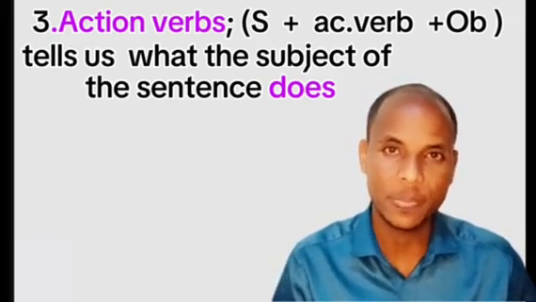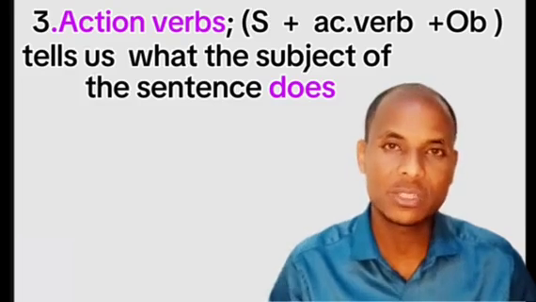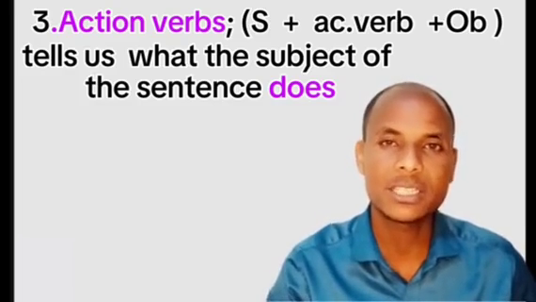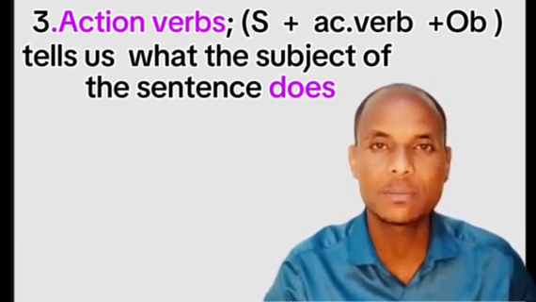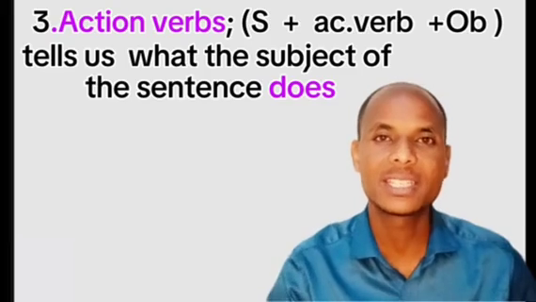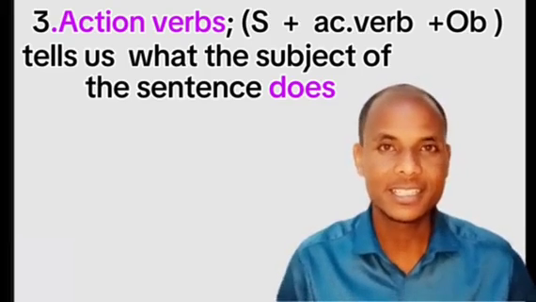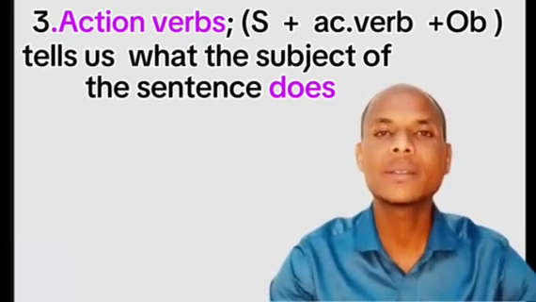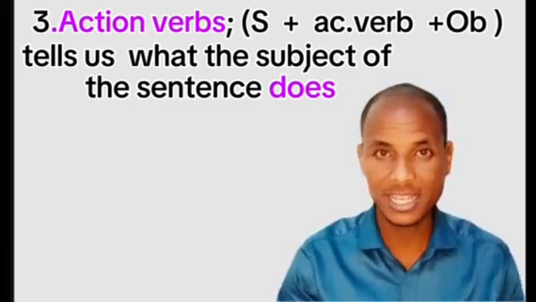Verb to do or action verb is structured as subject plus action verb plus object. An action verb tells us what the subject of the sentence does. It is about an action.